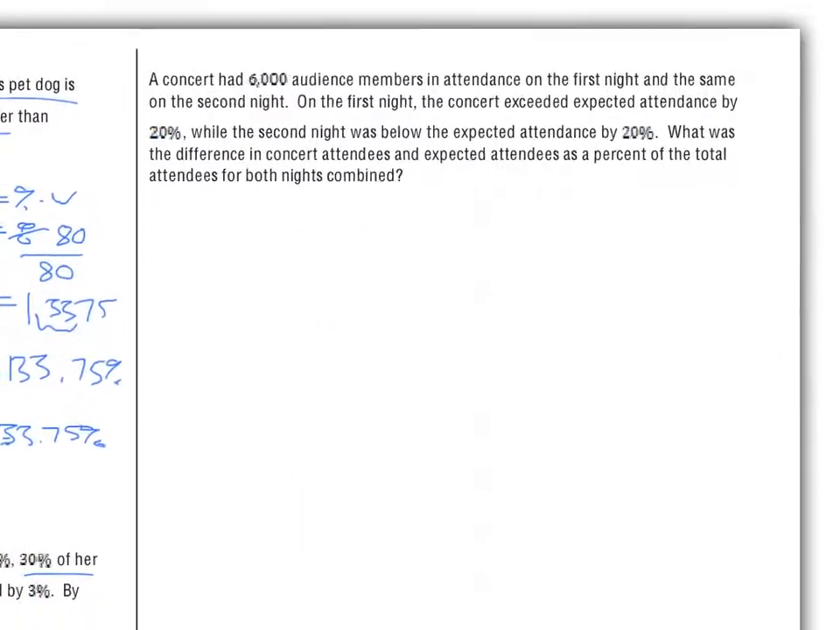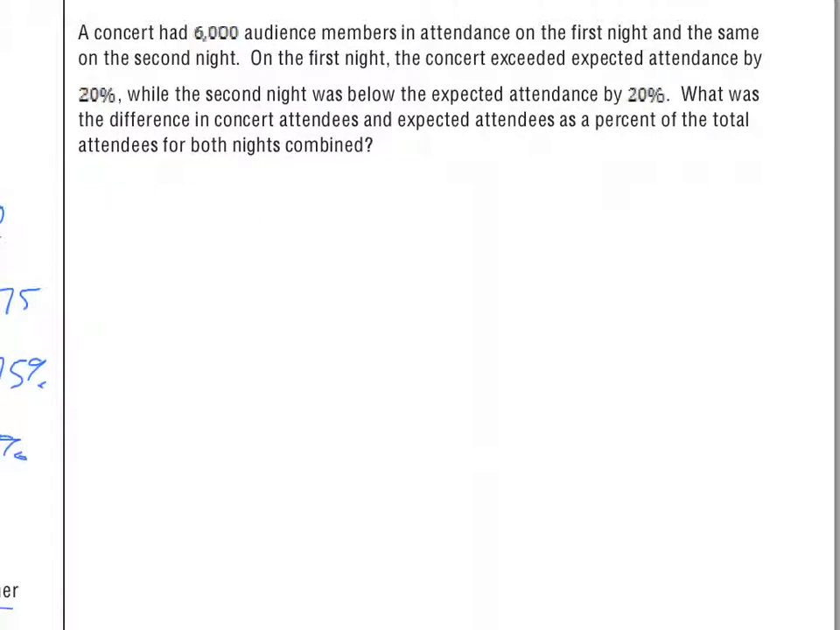All right, and last one, we had a concert that had an audience of 6,000 members in attendance on the first night, and the same on the second night. The first night of the concert, they exceeded their expectations by 20%, and the second night they were below expectations by 20%. What was the difference in concert attendees and expected attendees as a percent of the total attendees of both nights? All right, so just thinking about this one, that's a mouthful at the end.